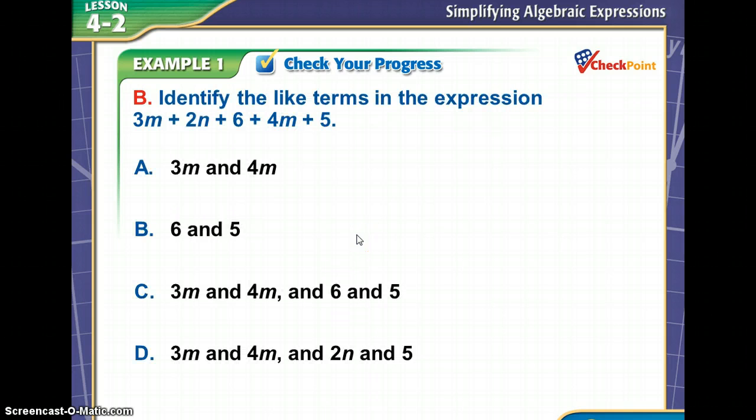Okay, try this one. This time you should have chosen choice C. Once again, there are multiple terms here. In this case, we have 1, 2, 3, 4, 5 terms. The 3m and the positive 4m are like terms because they have the m in common, but also the positive 6 and the positive 5, your 2 constant terms.